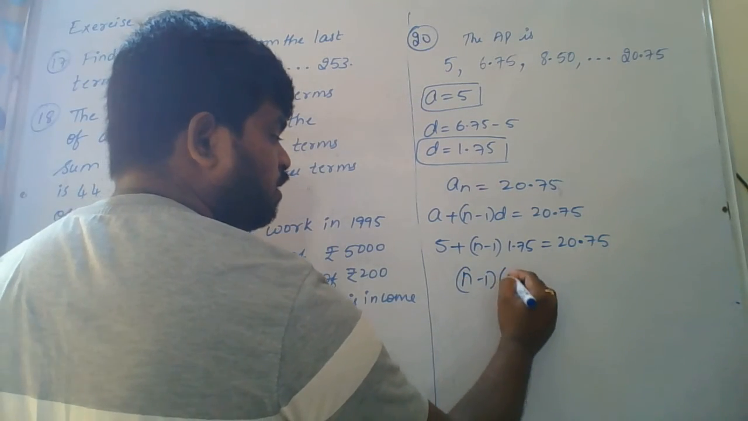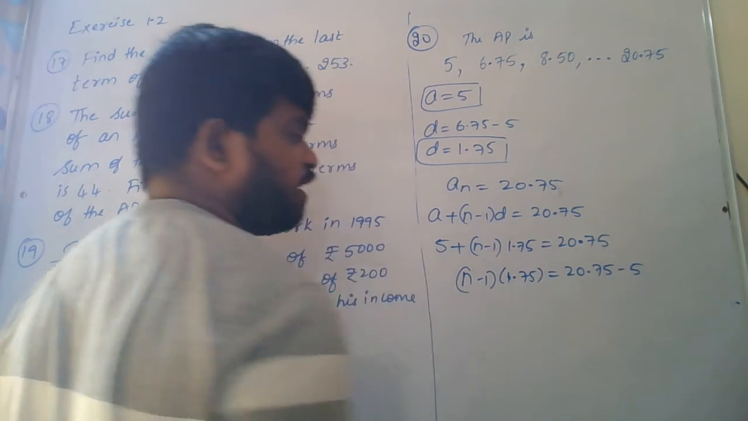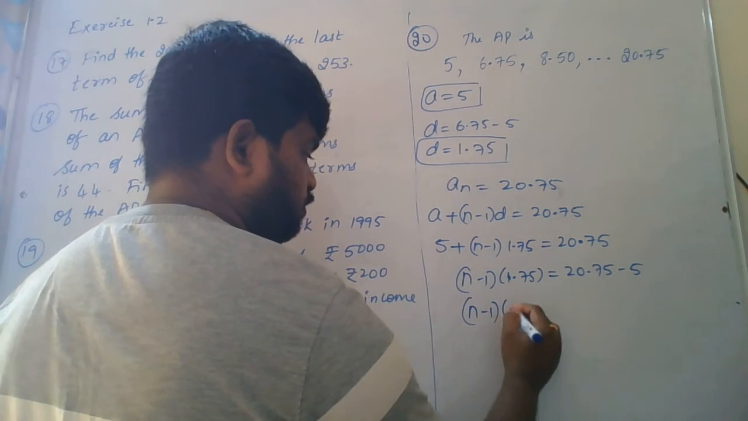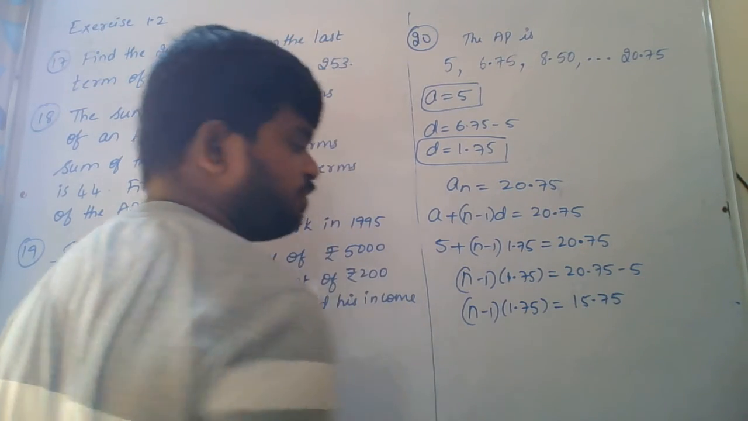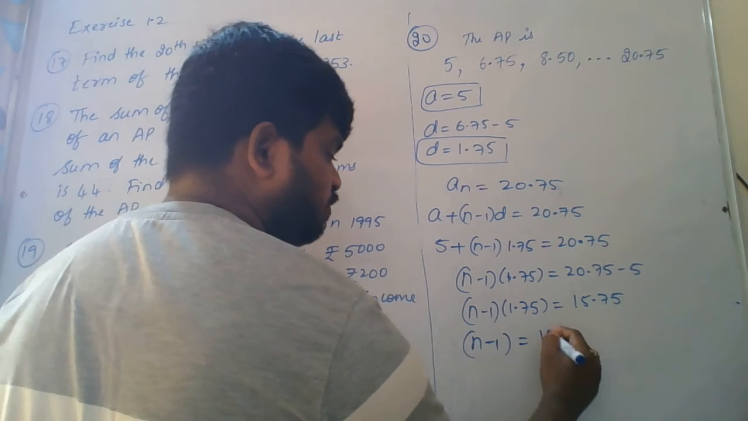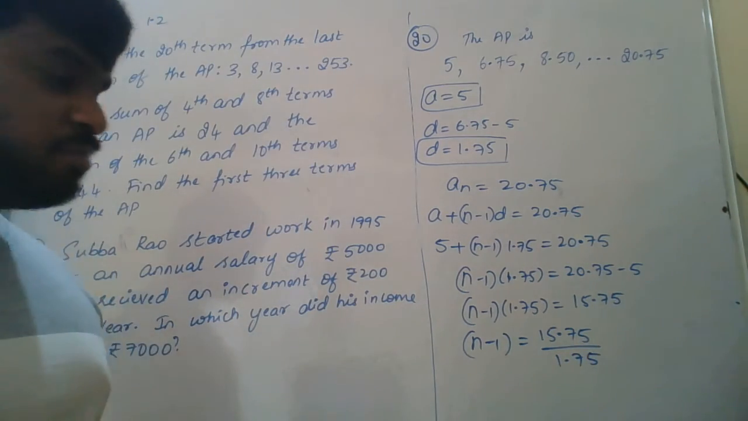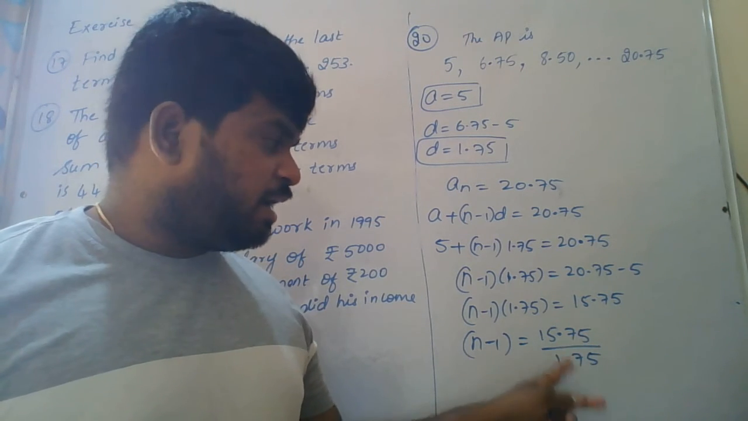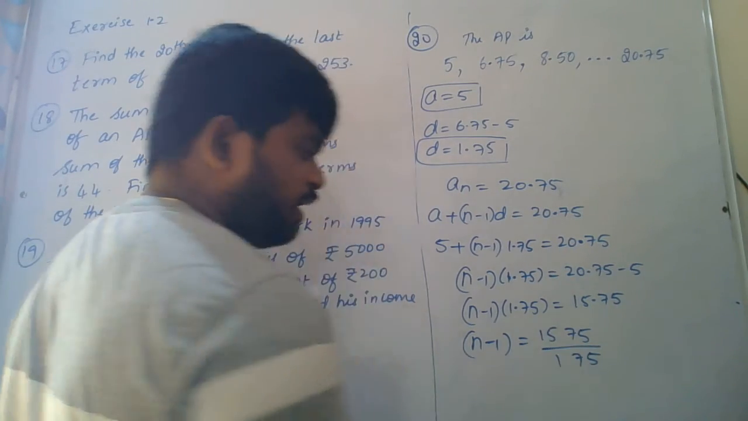N minus 1 into 1.75 equals 20.75 minus 5. So 20.75 minus 5 is 15.75. N minus 1 into 1.75 equals 15.75. Now transpose this 1.75 to the other side. N minus 1 equals 15.75 divided by 1.75. If you observe here, after decimal you got 2 digits, after decimal 2 digits. Both numerator and denominator have got 2 digits after the decimal. So directly you can take it out.